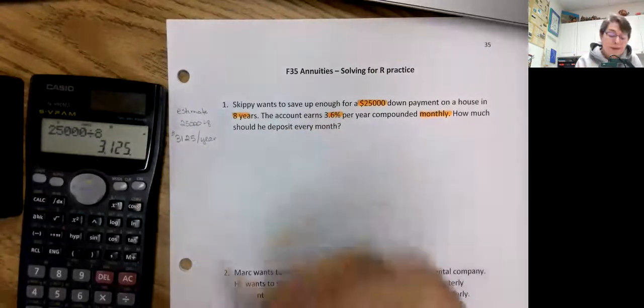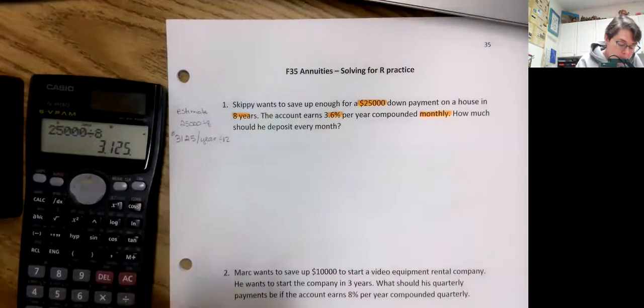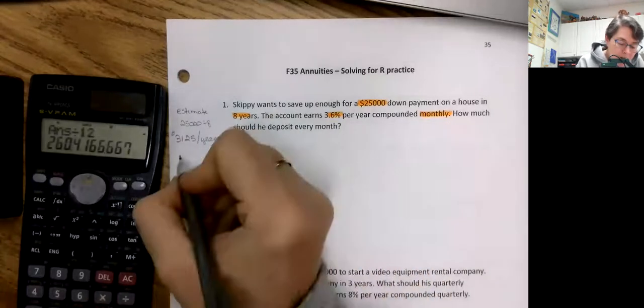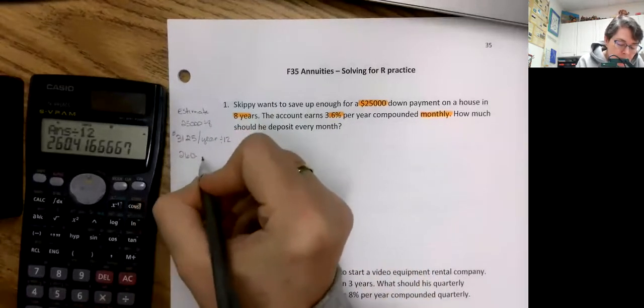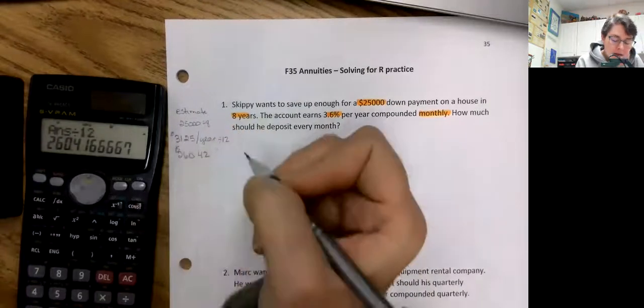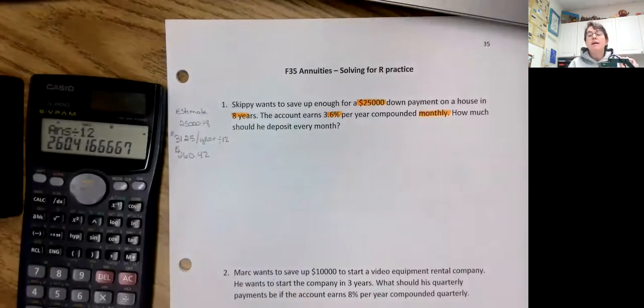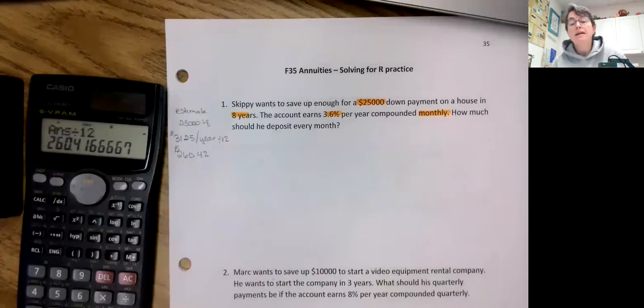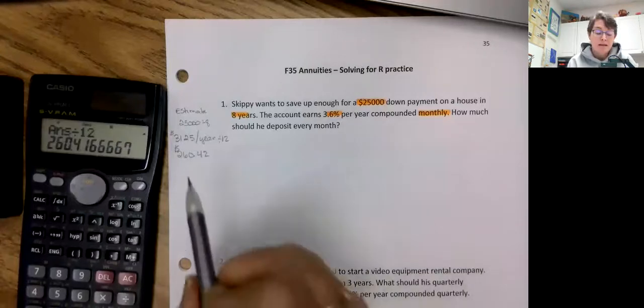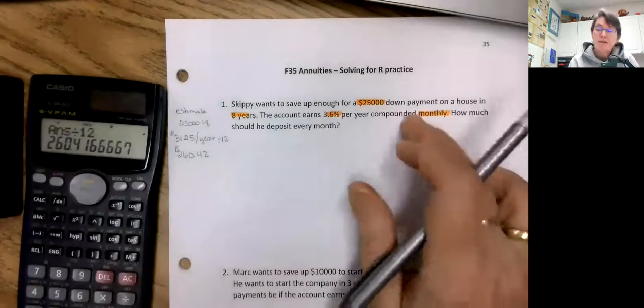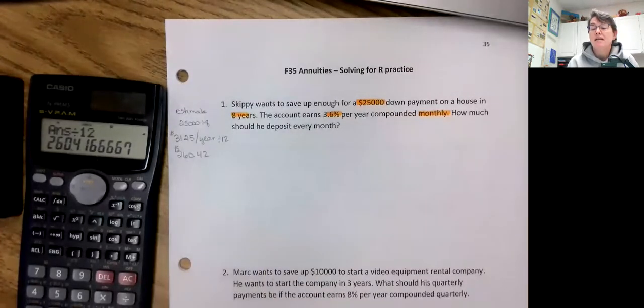And now, can you anticipate? We're going to divide by 12. If he was not putting this in the bank and was not getting any interest, he would need to put away $262.42 per month, and in 8 years he would have his $25,000. So what does that tell me? It gives me a rough guess of what my answer should be like. Because the bank is going to give him some interest, it should be less than that.